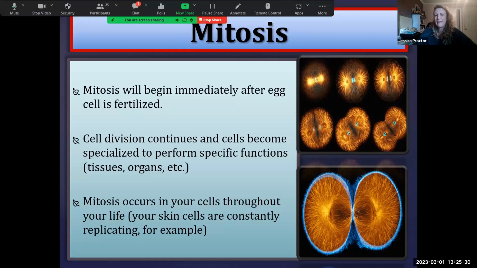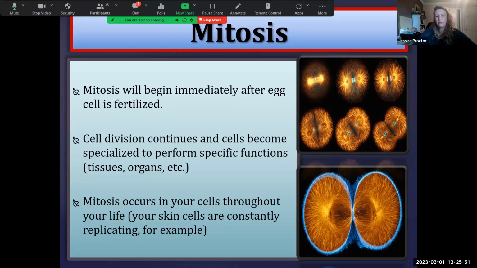Mitosis begins immediately at zygote formation, essentially. The second the sperm fertilizes the egg, mitosis will begin. Cell division continues and cells will become specialized to perform specific functions. Some cells become tissues, some become organs, some become bone cells, blood cells. You guys get the picture.